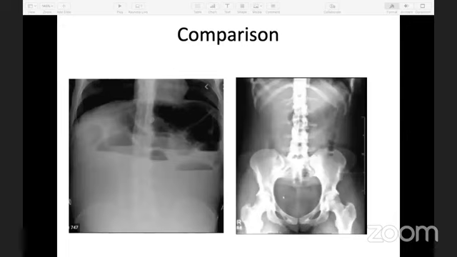For comparison, I have given both the films side by side. On your left side, you see X-ray flat plate abdomen, which shows multiple fluid levels suggestive of intestinal obstruction, and on right side is seen X-ray KUB.